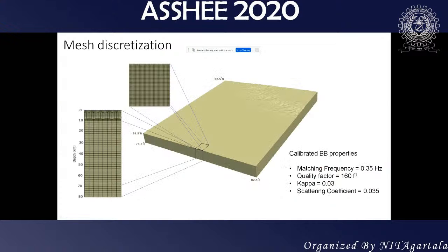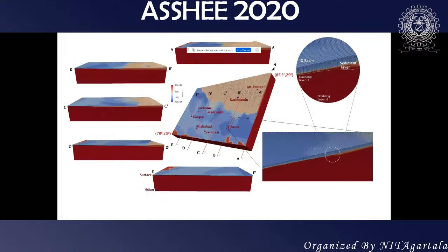These are the spectral element mesh I am showing here. These are the calibrated broadband simulations we did, and we have done the matching of frequency, the quality factors, the scattering coefficients, and all those things have been estimated. This is also another IGP mesh I showed you near Delhi. This is near the Lucknow-Faizabad region, and Kathmandu is here. To model this Nepal earthquake, these are the finite element meshes I'm showing you. I'm just showing you some sections, and the shear wave velocity also varies inside this basin itself.